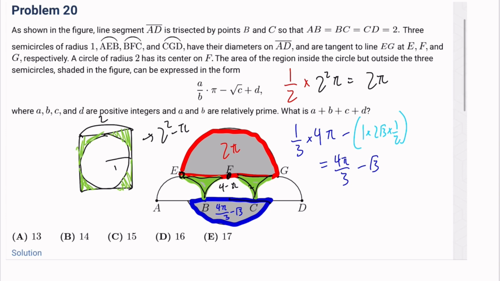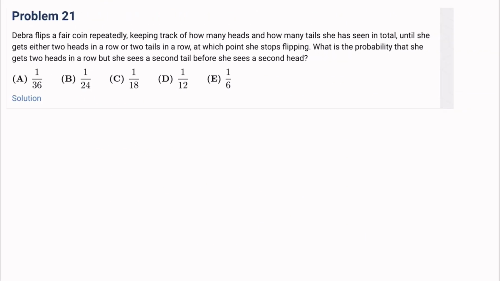And so if we add all of these together, then we will get 2 pi minus pi plus 4 over 3 pi, which is 7 over 3 pi. So it's 7 over 3 pi. And then we have minus √3. And then we have plus 4, right? And so we have our A, B, C, and D values. A, B, C, D, they are 7, 3, 3, and 4. So if we add all of these up, the answer is 17. It's E.